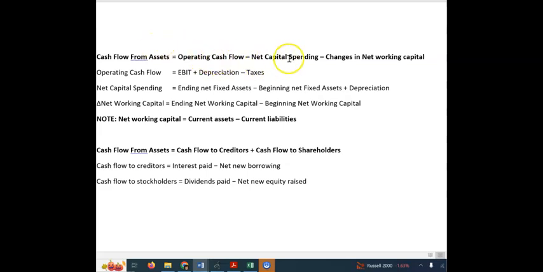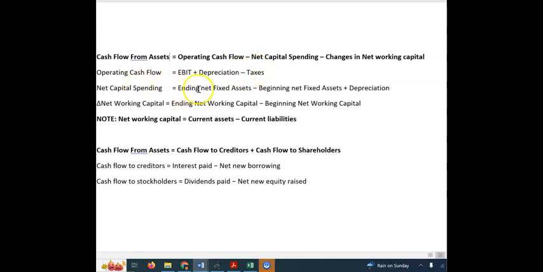So operating cash flow, net capital spending, that's a lot of our investing activities. Changes in net working capital, if you recall from when we did the cash flows from operating activities, right? We had a look at the changes in current assets and current liabilities. Well, just a reminder, that's what working capital is, the current assets minus the current liabilities. So our operating cash flow, we take our earnings before interest and taxes. We add back our depreciation because depreciation is not a cash flow, right? It's a non-cash expense. And then we subtract our taxes.